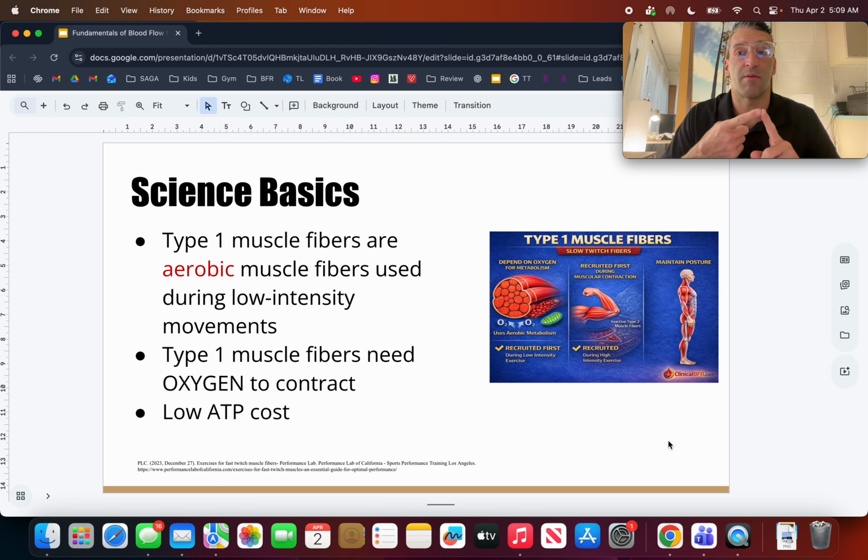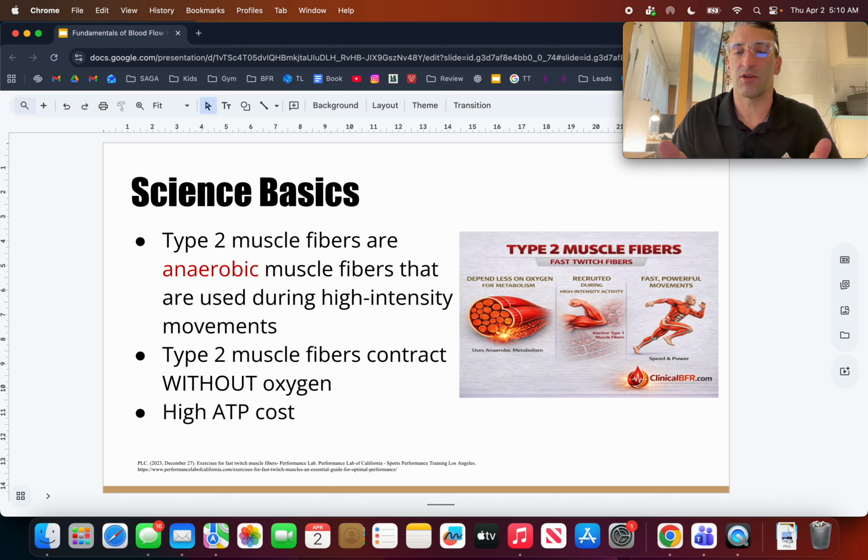BFR. Type 1 muscle fibers need oxygen. They are oxygen dependent. They need it to contract. They also have a low ATP cost. So the body wants to use them more often. The body has to be forced to use type 2 muscle fibers.